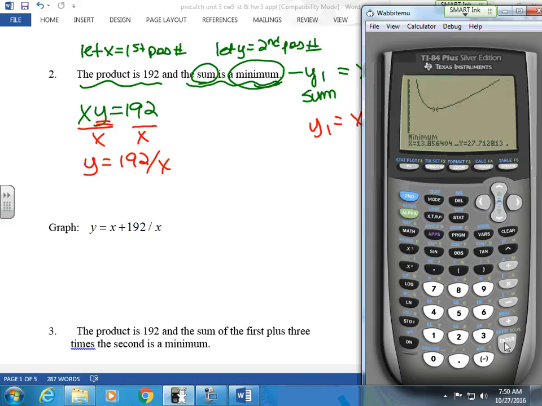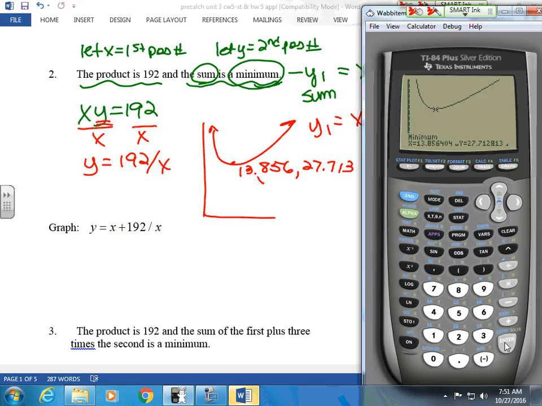So we're looking for your minimum value. So my minimum value, when I graph this, I see a minimum, and this minimum value is 13, how many decimals? 3. Okay? So tell me what this represents. What does this X represent? The first positive number. What does this Y represent? Y1, which is what? My sum.